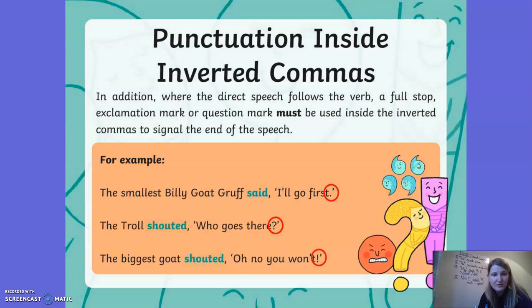Or if we look on here, we've got the troll shouted, verb, comma, "Who goes there?" And as it's a question, we've got a question mark. So wherever the end of your sentence is, you always need one of those 3 punctuations to finish it. Full stop if it's a sentence, an exclamation mark if it's an exclamation, or a question mark if it's a question. Okay, so "Hi," comma, said Mrs. E. Mrs. E said, comma, "Hi," full stop. Okay, so just having a look about where you'd need that punctuation.